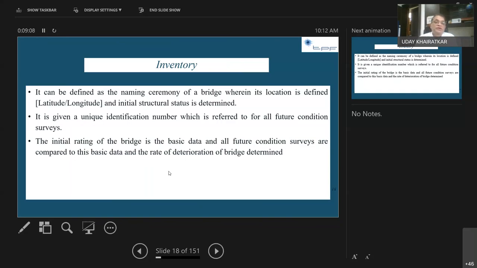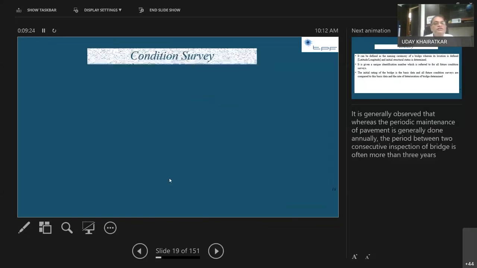who is the user. It is given a unique identification number which refers to all future condition surveys. The initial rating of the bridge is the basic data, and all future condition surveys are compared to this data, and the rate of deterioration of the bridge is determined. So the basic data to which everything is referred in future condition surveys is this.